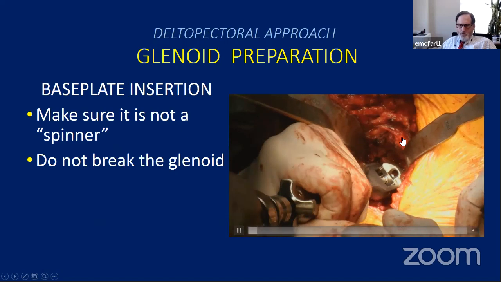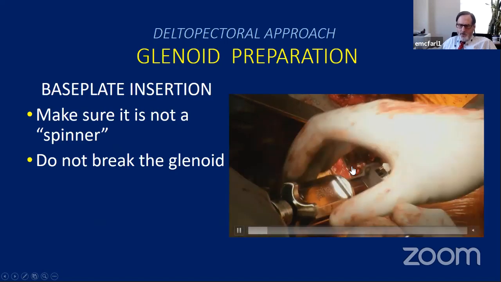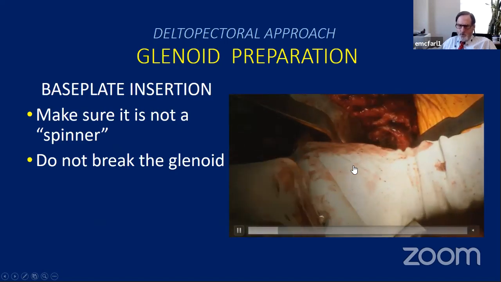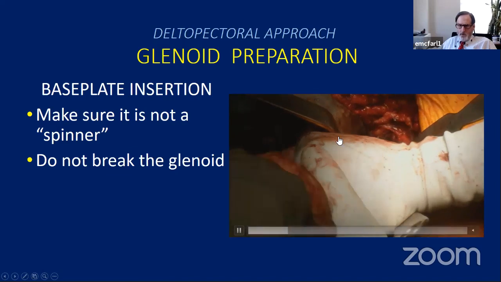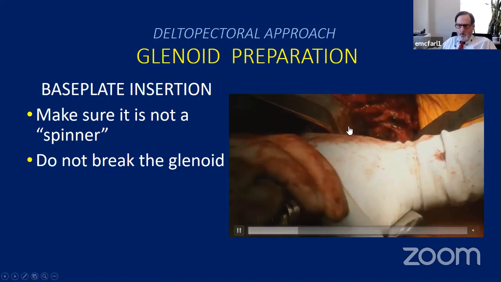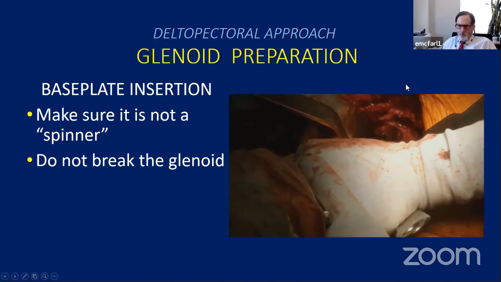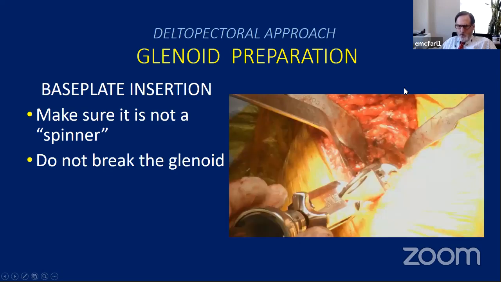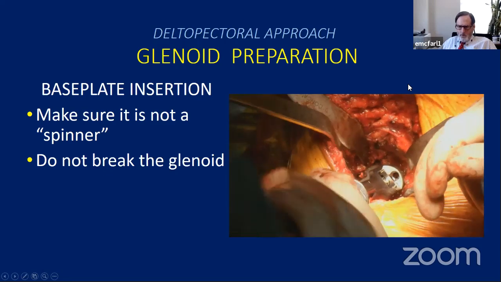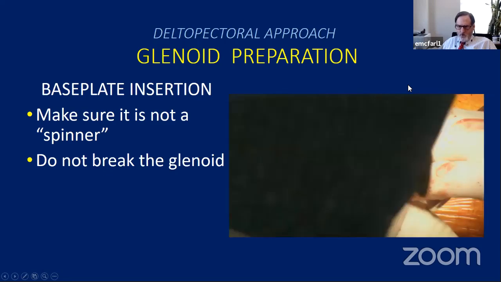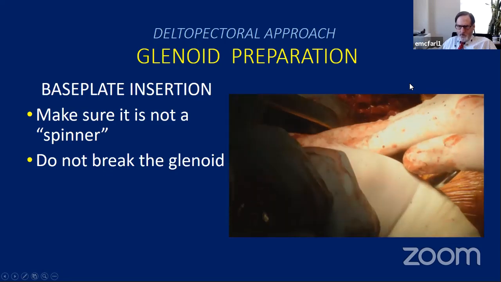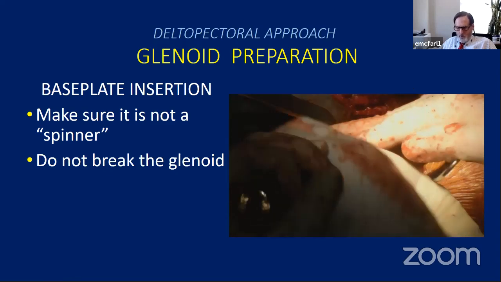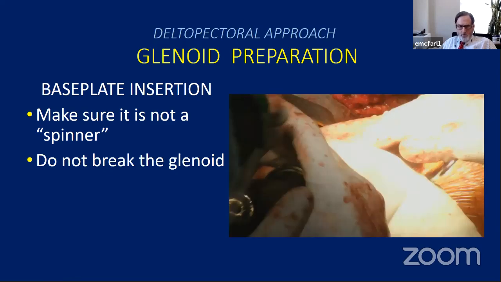So one thing you want to make sure of in this particular system, this is a Stryker system, it almost takes 2 people to get the last few threads in. In any system though, when you're putting the central screw or the implant in, you want to make sure you don't fracture the glenoid. That was a problem early on in the 2000s when we first started doing these. So again, you can't just hammer away. The glenoid is not an acetabulum.